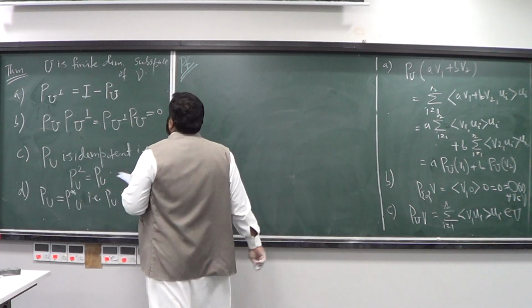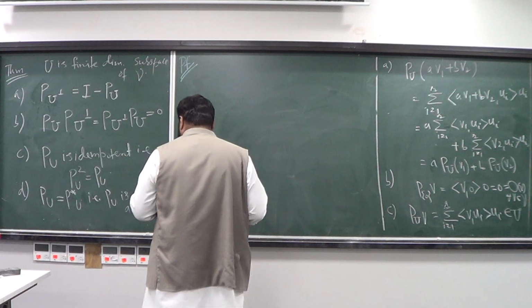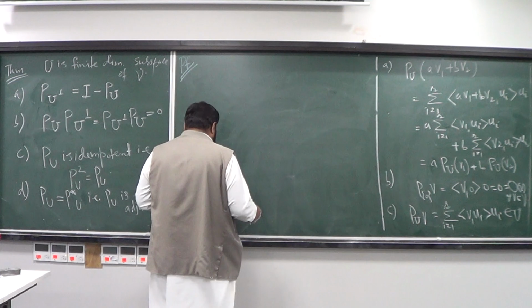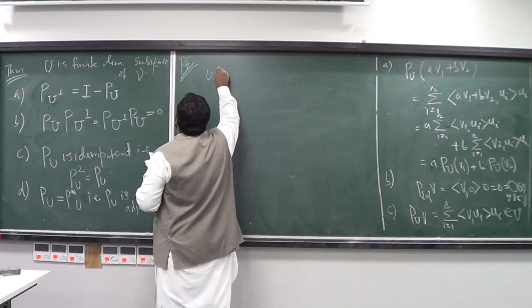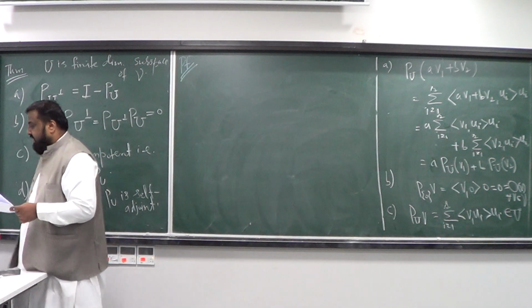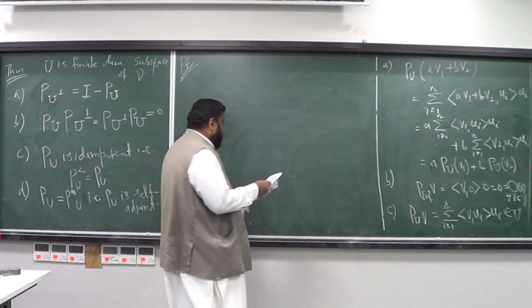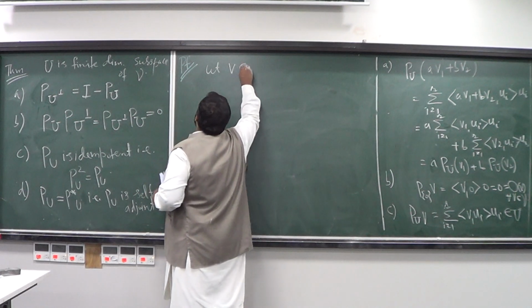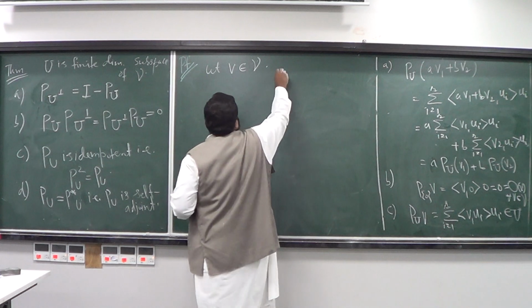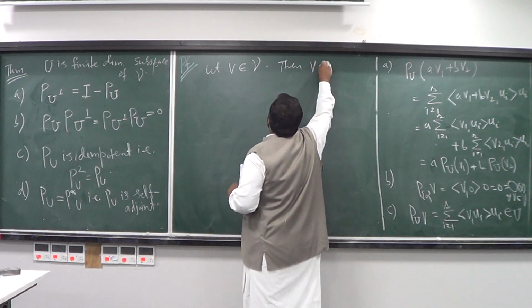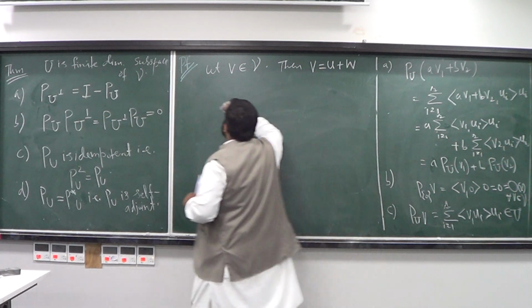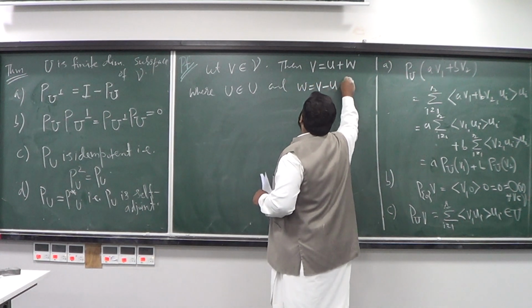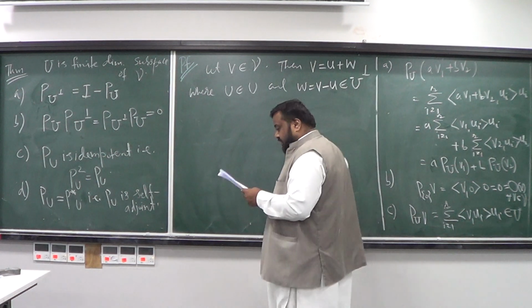So there's a proof. Let's take a vector V from the space V. Then we know that I can write this V as u plus w, where u is an element in U and w, which is the vector V minus u, belongs to U perp.